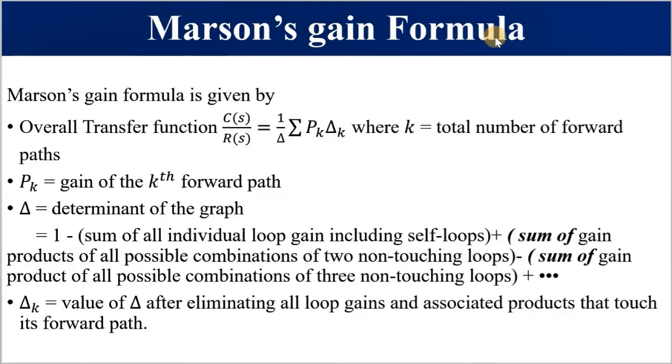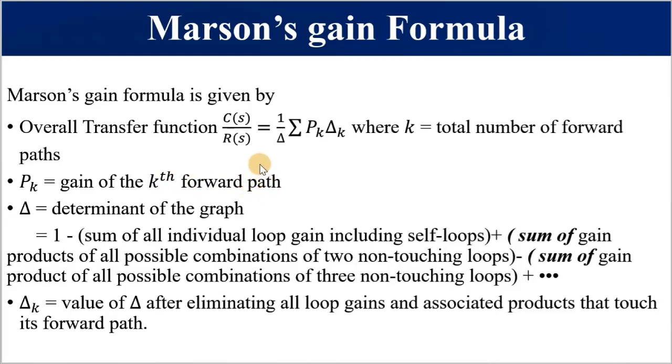Mason's gain formula is used to find the overall transfer function C(s) divided by R(s), and it is given by 1 divided by delta, the determinant, times the summation from the first forward path gain to the last forward path gain, multiplied by P_k delta_k, where k is the total number of forward paths. So it's from the first forward path to the last forward path. And what do we represent by P_k? This is the gain of the kth forward path.